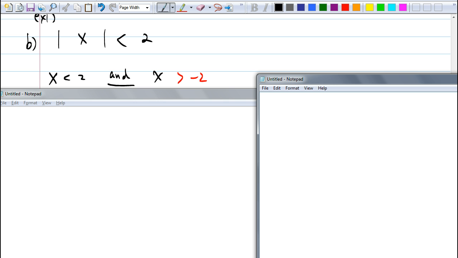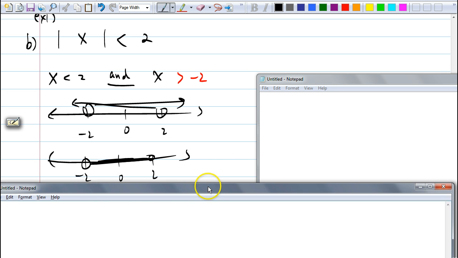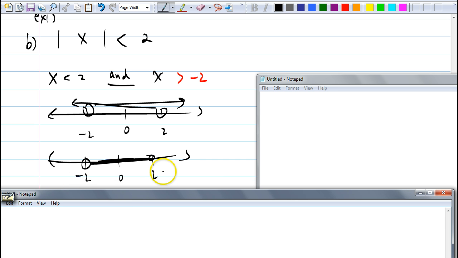Yeah, so there's another way of saying that. You say, did you get this? The real numbers between -2 and 2. Remember? Okay. So how many people got this? Good, because it's "and" in the middle, right?